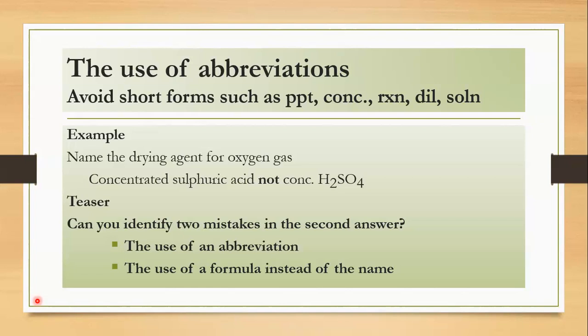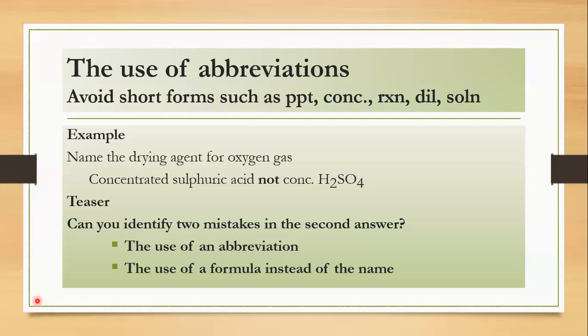When you look at our example on the screen, we are required to name a drying agent for oxygen gas. And from our knowledge of chemistry, concentrated sulfuric acid could be a suitable answer to that question. And when you're writing that, you must make sure that the word concentrated is in full and not abbreviated. Sulfuric acid should be the name and not the symbol.